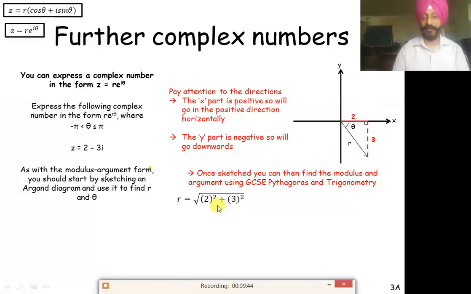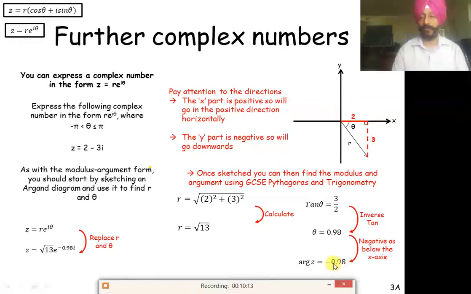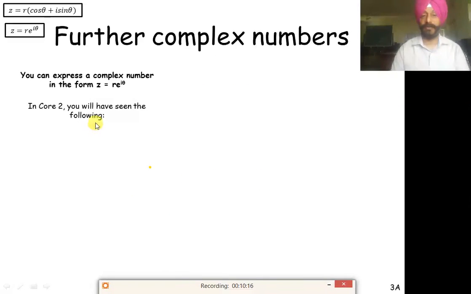So we see what the modulus is. The modulus of this complex number is the square root of 2 squared plus 3 squared, that is 4 plus 9, which is 13. Similarly, tan θ is equal to perpendicular over base, so θ is equal to this, and substituting all these values here, z = r e^(iθ), with r equal to root 13 and θ approximately -0.98. So we can represent this complex number as r(cos θ + i sin θ), and z = r e^(iθ).